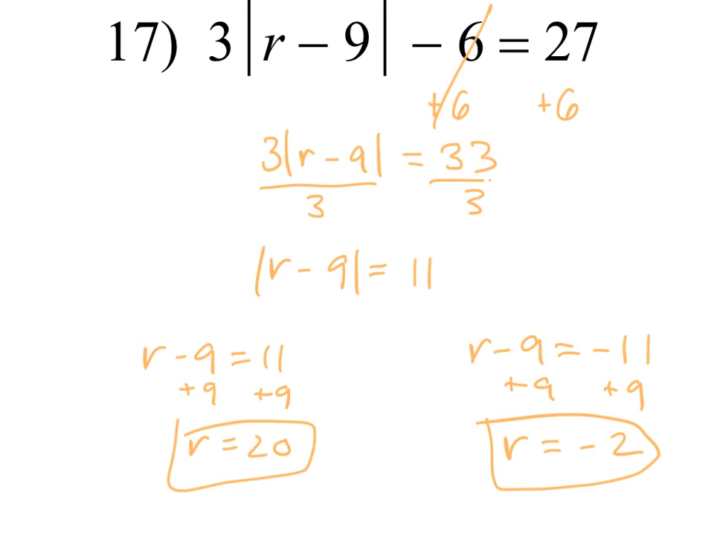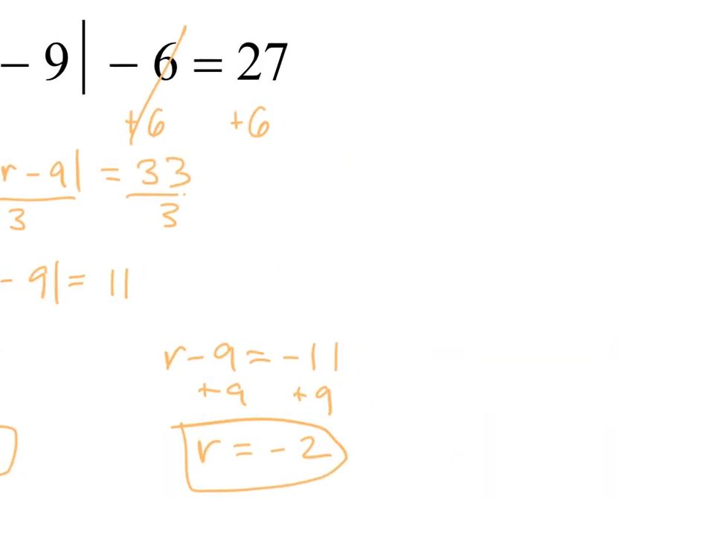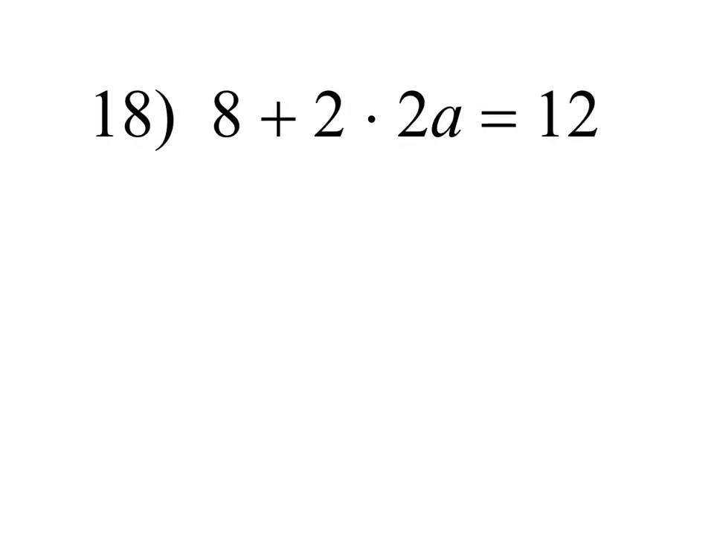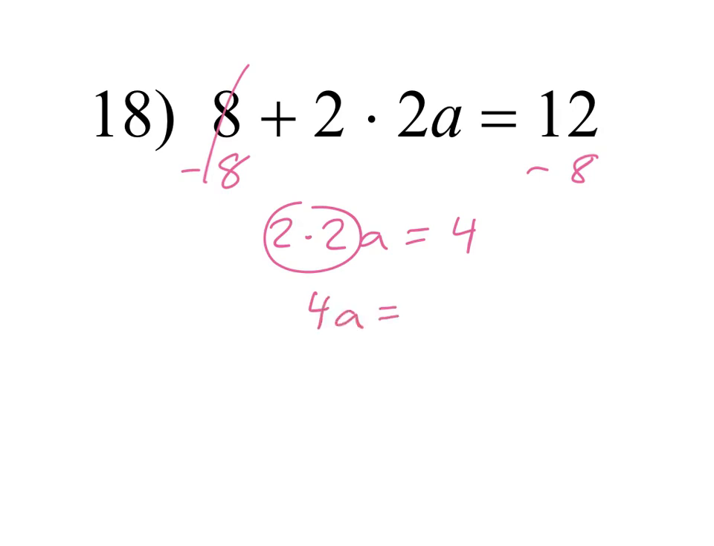All right, we have one last one. Thank goodness. So we're solving for a. I'm going to subtract 8 on both sides because this 8 is being added. So to get rid of it, I need to subtract. So I have 2 times 2a is equal to 12 minus 8 is 4. I can multiply these two 2's together to give me 4a is equal to 4, and then just divide both sides by 4. So a is equal to 1.